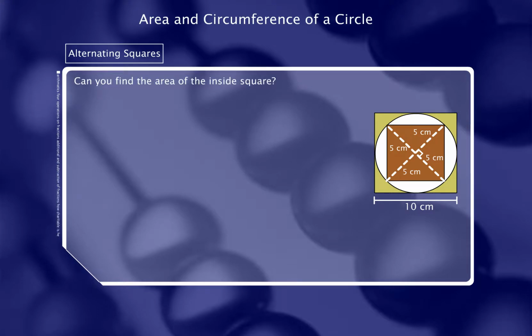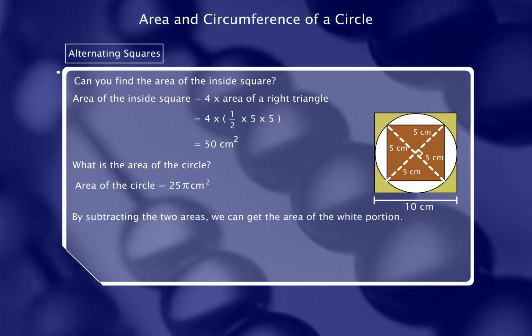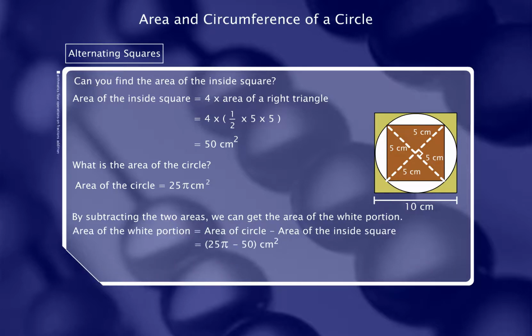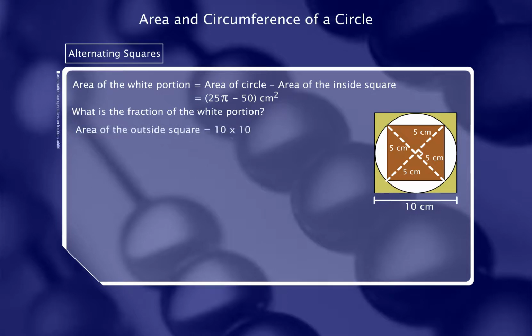Can you find the area of the inside square? What is the area of the circle? By subtracting the two areas, we can get the area of the white portion. What is the fraction of the white portion?